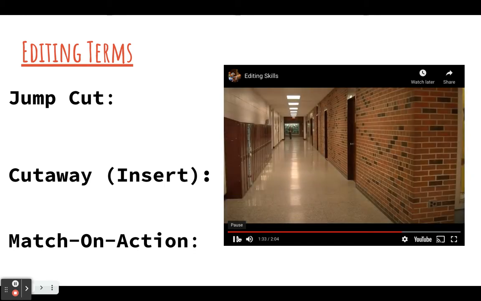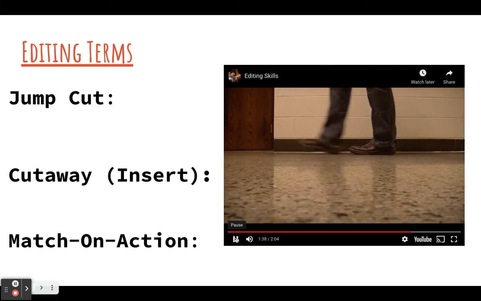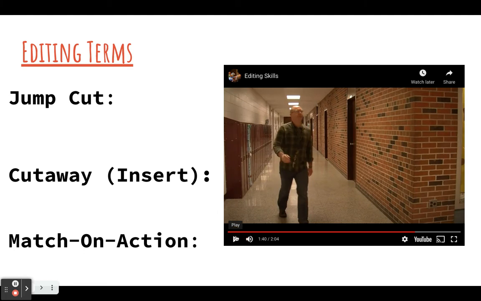Now match on action, this is the time saver. Watch this. I've got this guy walking in the hallway again. I can match some of the different shots of the things this person is doing, namely feet. So here is a shot of the feet. And notice I've just jumped about 30 feet in the hallway.